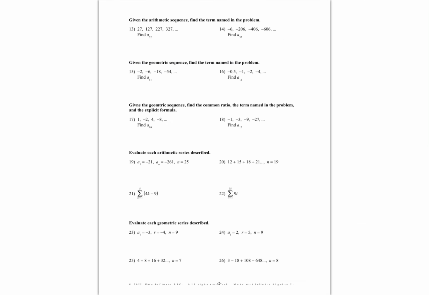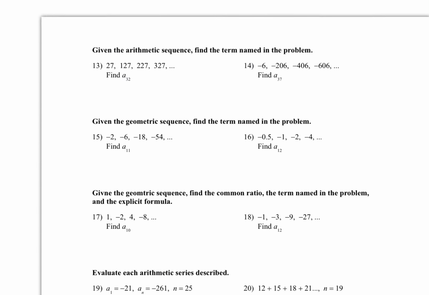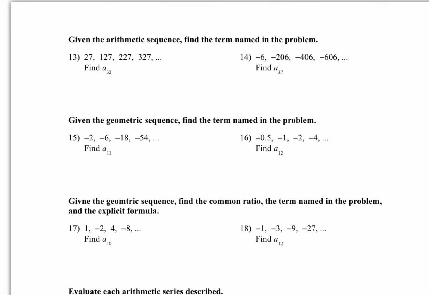The answer. Next page. Given you have an arithmetic sequence, find the term named in the problem. So we're going to find the 32nd term. So it's going to be our first term, 27, plus our n value, 32 minus 1, times our difference. So we have to find our difference. The difference between those is 100. So that's 27 plus 31 times 100. $3,127.